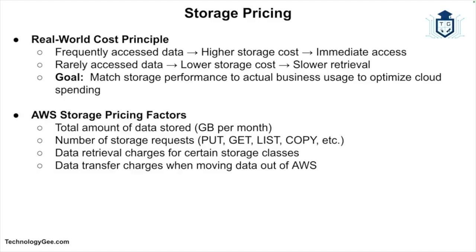Now, here's the real world takeaway. If you access data frequently, then you're going to pay more money and get faster access. If you rarely access data, you're going to pay less, but you're going to wait longer to retrieve it. So this is all about aligning costs with usage patterns. Now let's talk about storage pricing factors. When pricing storage, AWS considers the amount of data that's going to be stored, meaning how many gigabytes per month, the number of requests, your data retrieval costs, and your data transfer costs. So even storage isn't just paying for space, it is usage based.